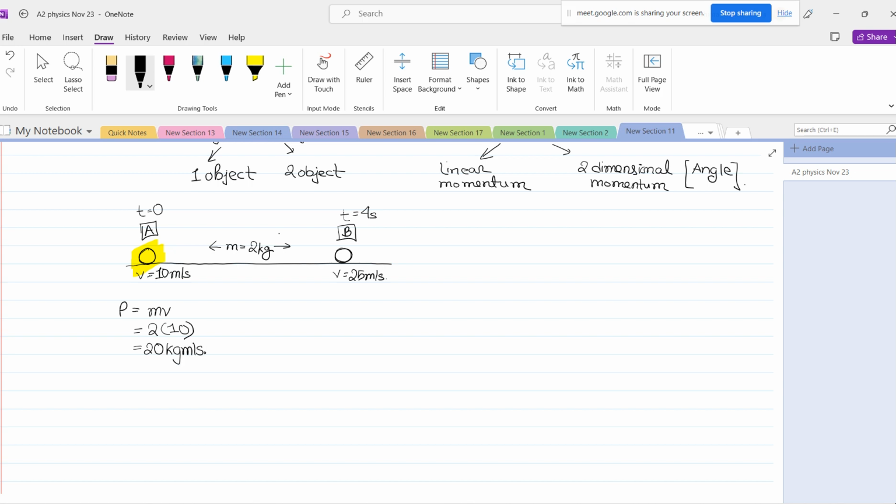And again, if you are asked to find the momentum at point B, excuse me, just give me one moment.